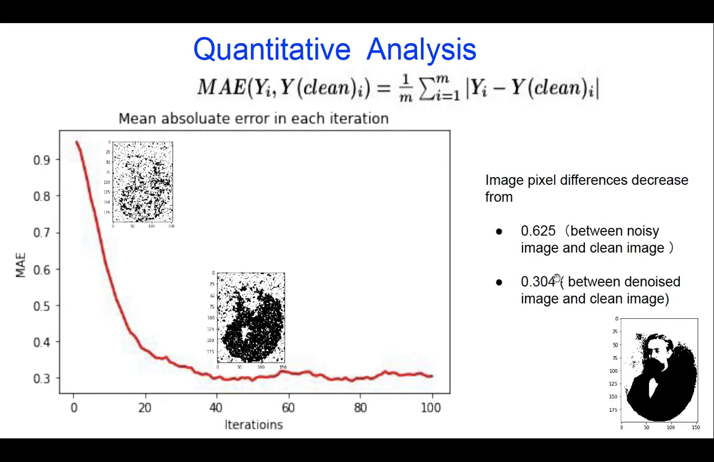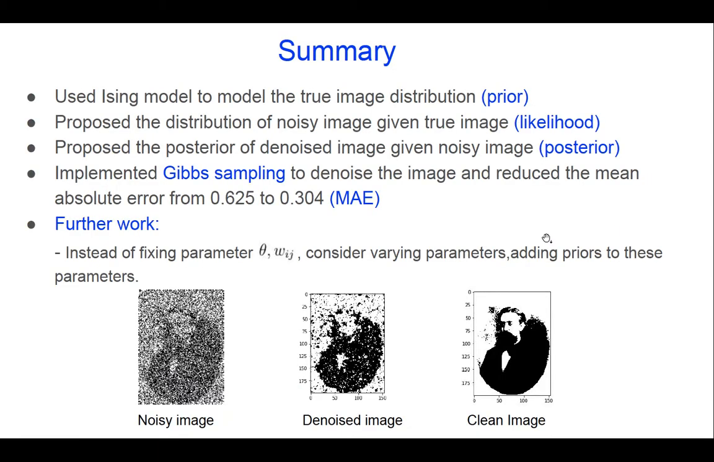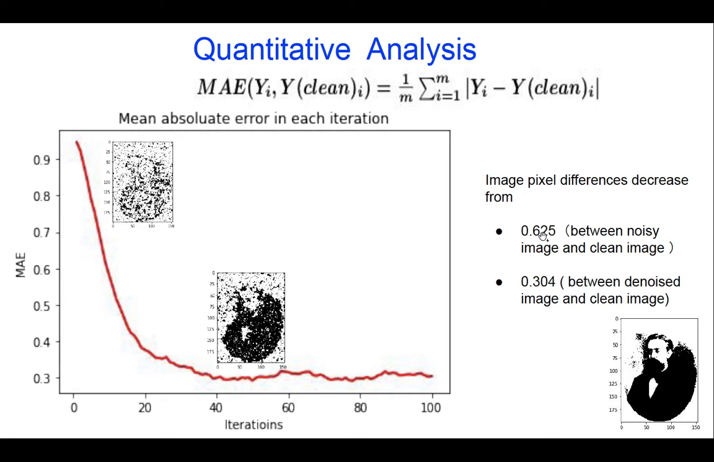So look at the MAE result. Here 0.625 is the MAE between the noisy image and the clean image, and 0.04 is the MAE between the denoised image and the clean image. So the MAE has decreased a lot.